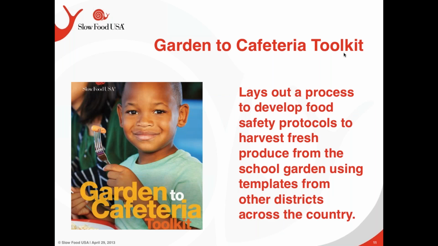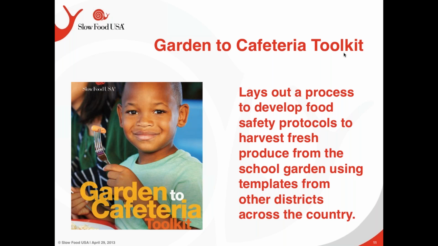So here is a front cover picture of the actual toolkit. And I've had some recent conversations with school districts about this toolkit, and there seems to be perhaps a slight misunderstanding of how the toolkit works. So I want to make sure this is clear. The toolkit lays out a process of how to develop food safety protocols. The toolkit itself does not contain food safety protocols or rules that you need to put into your protocols, but it lays out a process. And I'll show that process here in a little bit.